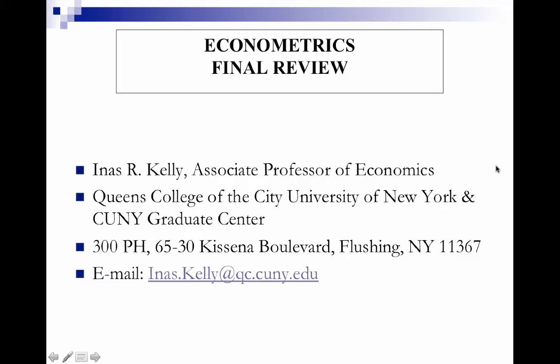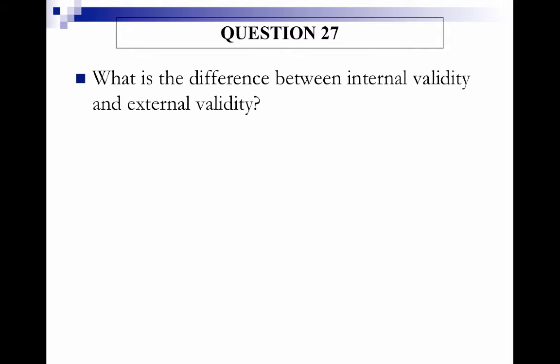Okay, we're continuing with our Econometrics final review with the last two questions. Question 27 asks about the difference between internal validity and external validity.